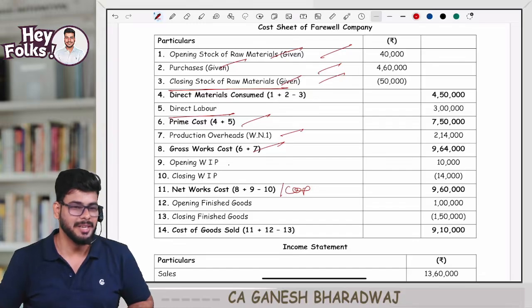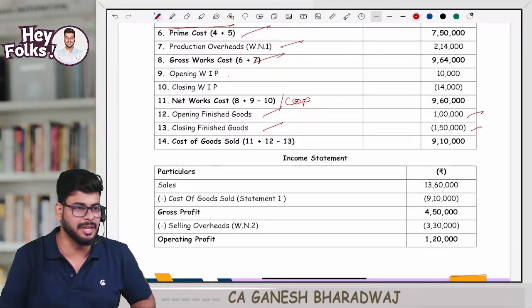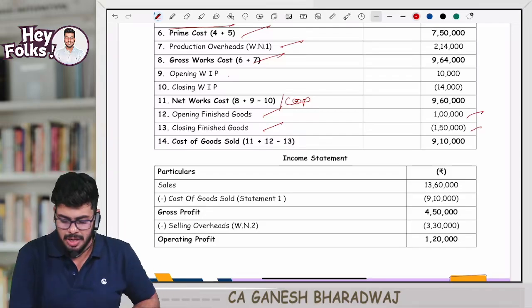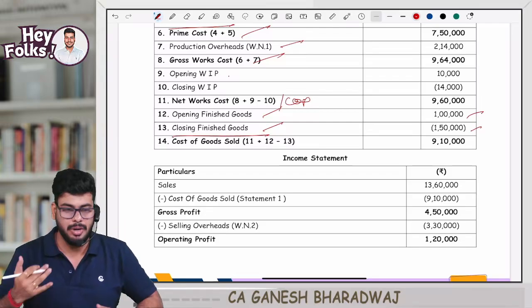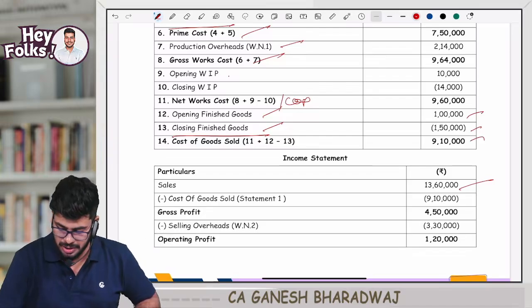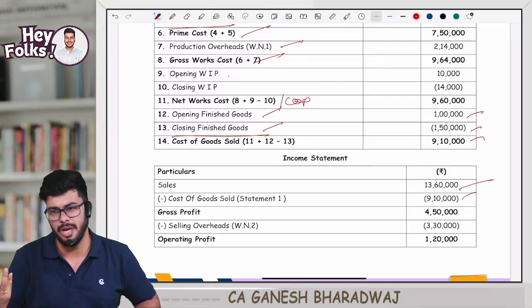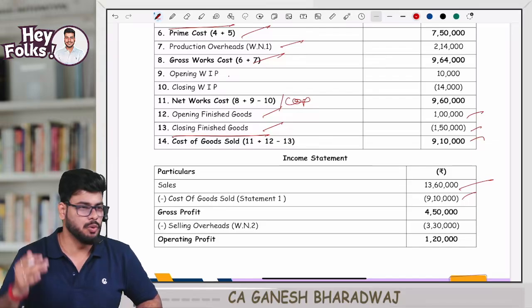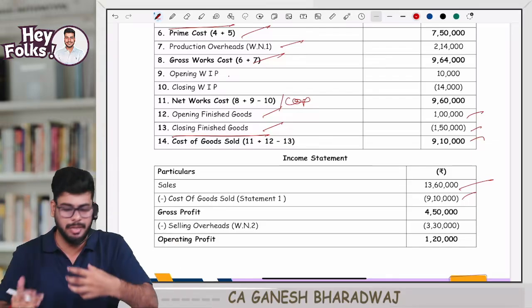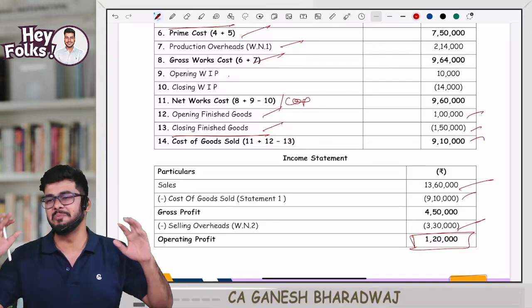Now cost of production, add opening FG, less closing FG. These figures are all given in the question. Just plug it in. You get your COGS. Now you have a second statement, the income statement. Sales, the figure is given, minus COGS, which we just arrived at, gives you gross profit, minus AOH. In this question no AOH is there. Minus SOH. So working note number 2, all this cost collected together as a single item, you hit it here, and you arrive at your operating profit.